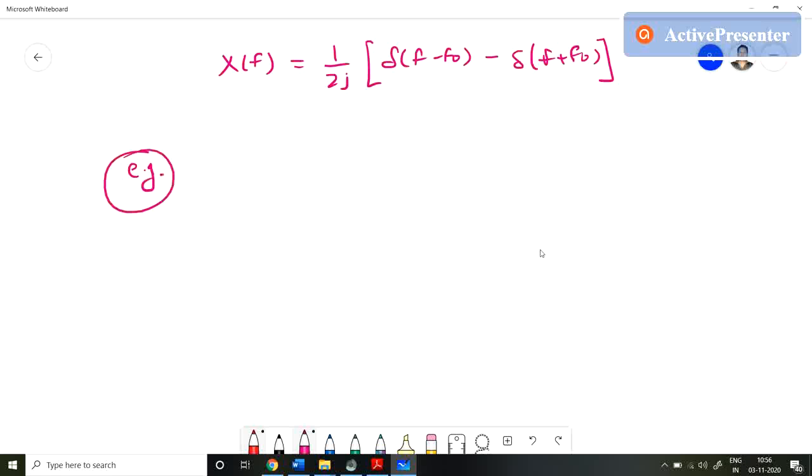Let us find out a very important transform, that is, the Fourier transform of signum t. So how do we find the Fourier transform of signum t? The question is: find the Fourier transform of signum t.